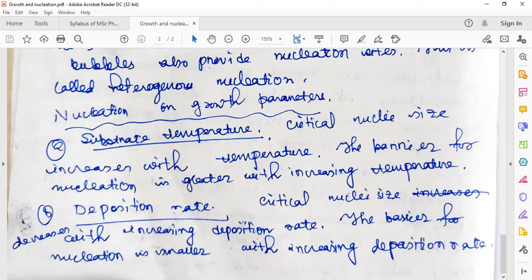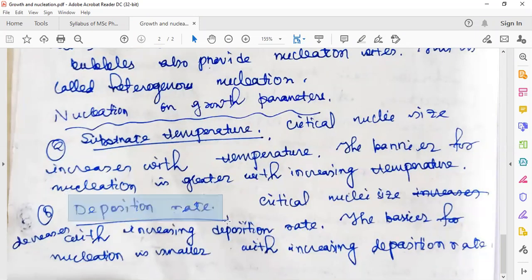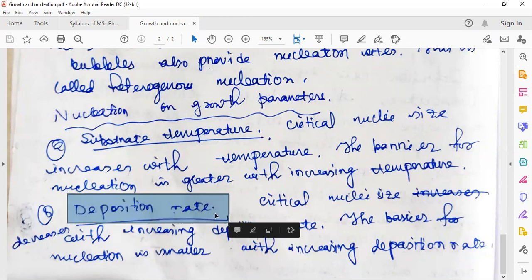Critical nucleus size means the size of the nucleus which is required at the time of nucleation. Nucleation means just when it begins to grow. When the new phase of the material begins to grow, that is the critical nucleus size. So this critical nucleus size is smaller when your deposition rate is higher.